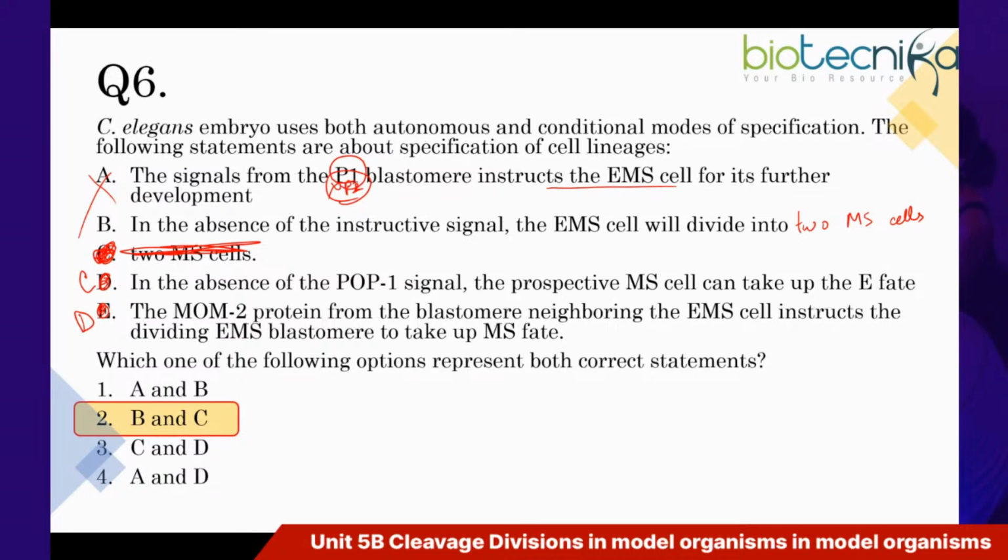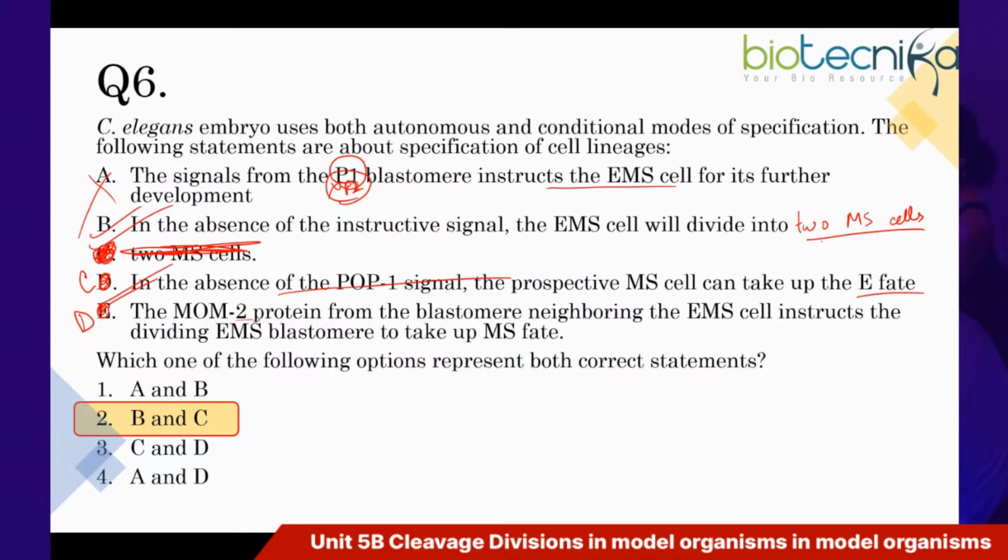That's why it's incorrect. In the absence of instructive signal, yes, if instructive signal from P2 is not there, the EMS cell will divide into two MS because it was P2 which was converting one of the daughter cells into endoderm. If P2 is not there, then both of them form MS cells. So B is right. In absence of POP1 signal, so POP1 is not there, means whatever MS is there, automatically they will become endoderm. Whether signal is there or not, if POP1 is not there, then the MS also will make E.